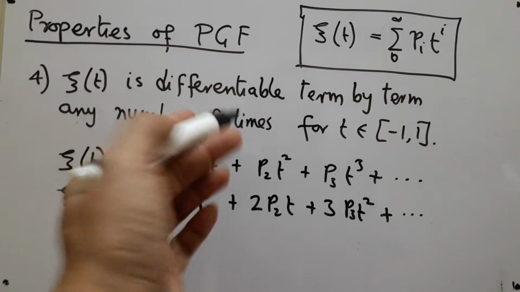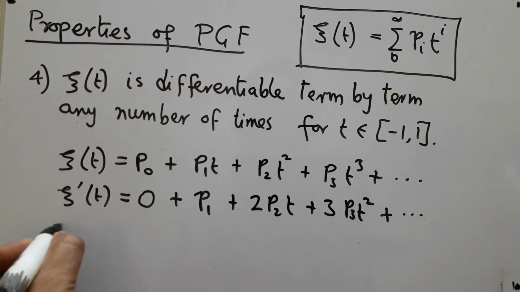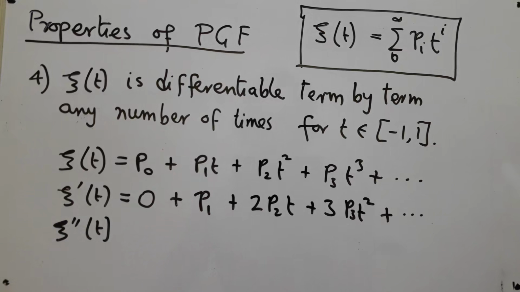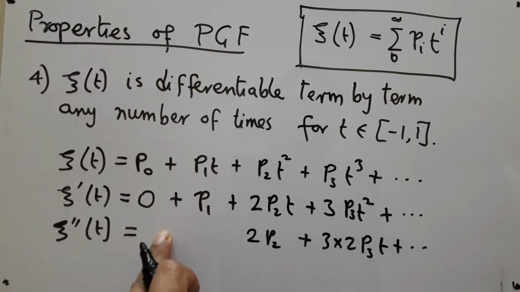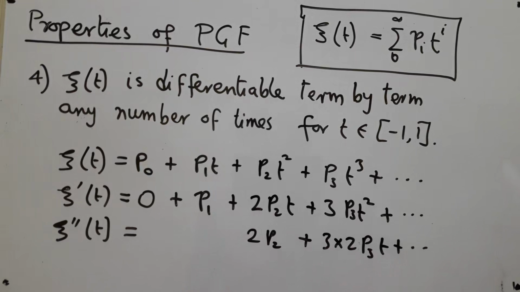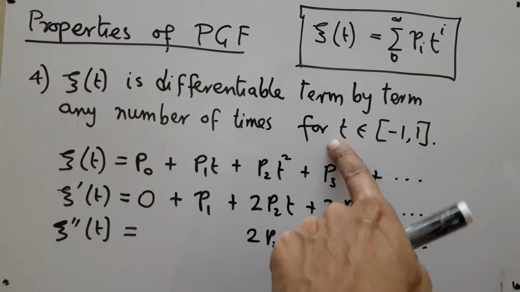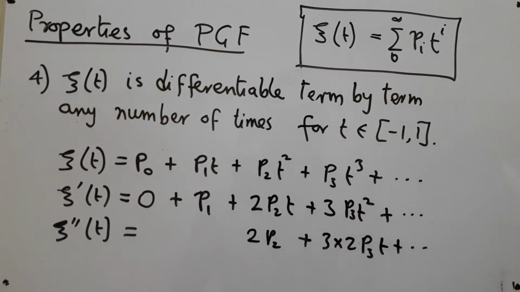And as I said, any number of times, so if you want, you can differentiate this once again and you will get 2p2, then 3 times 2, p3, etc. So you can get all the subsequent things. You can see that it is 3 times 2, then it will be 4 times 3 and things like that. And what are the possible values of t? I am still always working for t from -1 to 1.